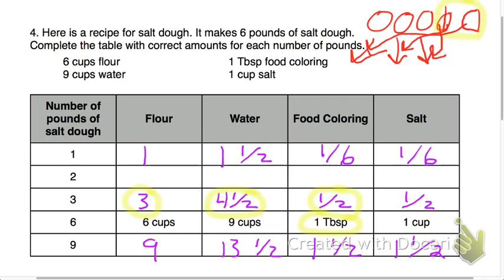Now I need to find out how much it is for 2 people. So that's going to be pretty easy. I'll just double the amount for 1. Sorry, I said 2 people, 2 pounds. I'll just double the amount for 1.